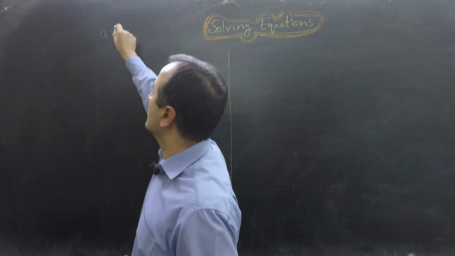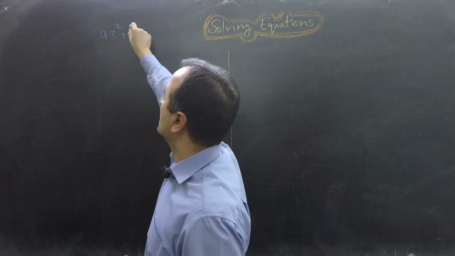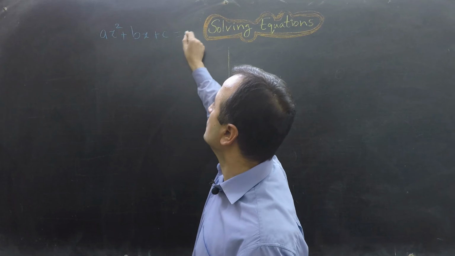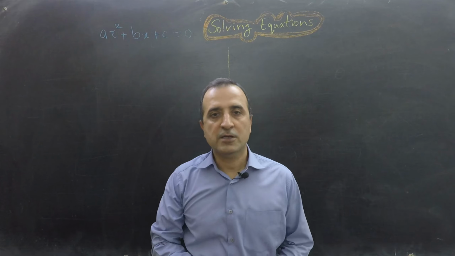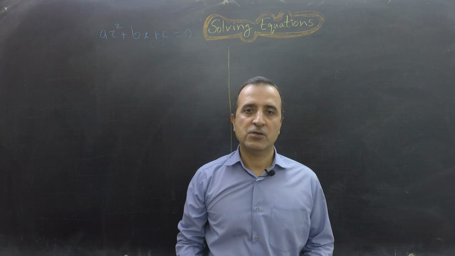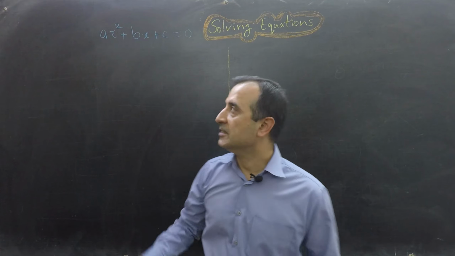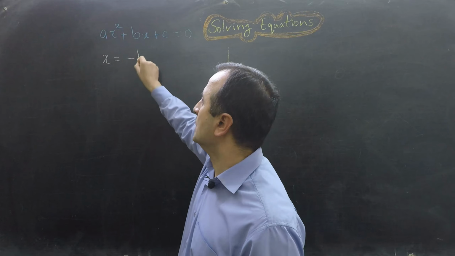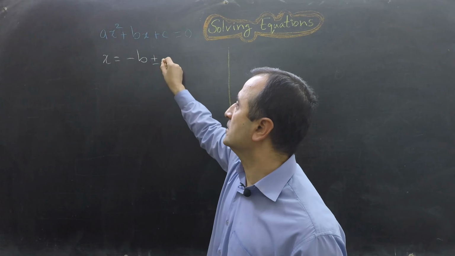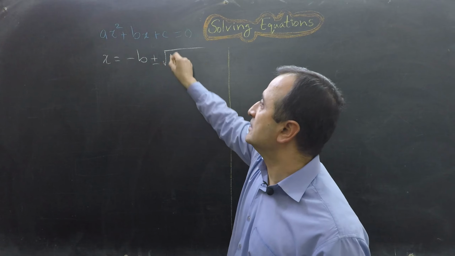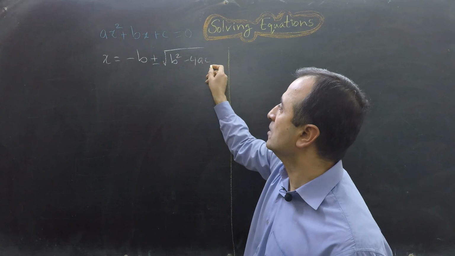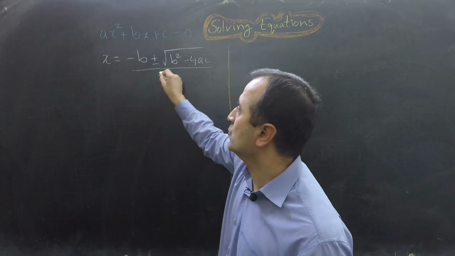ax square plus bx plus c equals 0. And we can solve our quadratic equation using the quadratic formula, which is that x is equal to minus b plus or minus the square root of b square minus 4ac, divided by 2a.